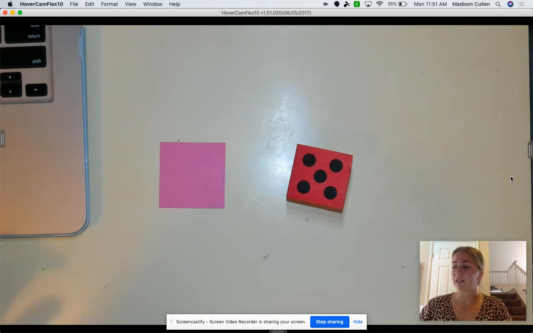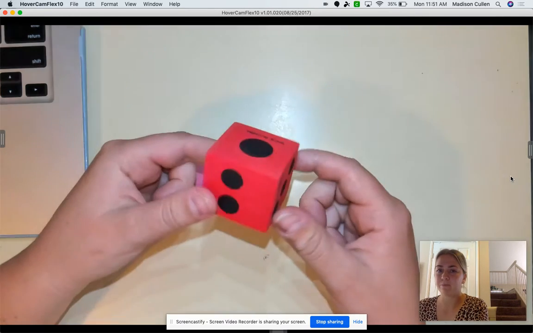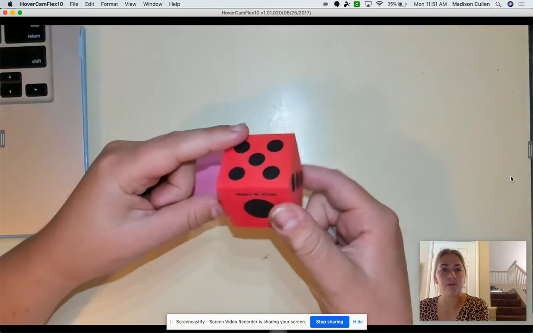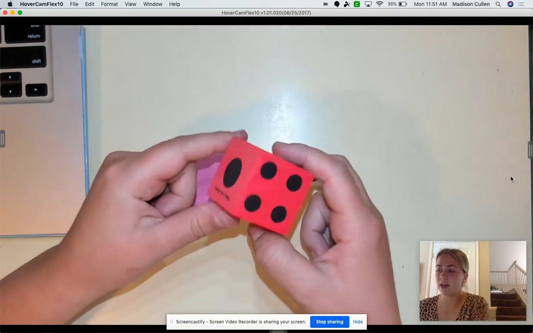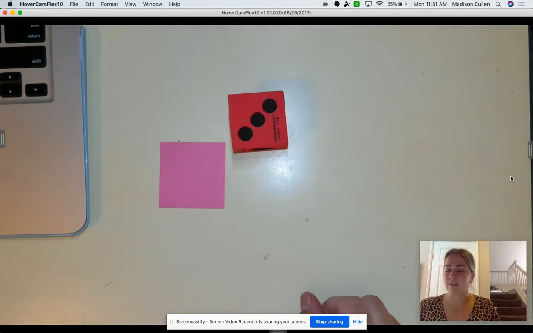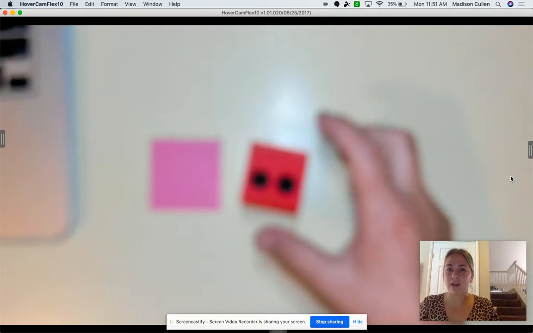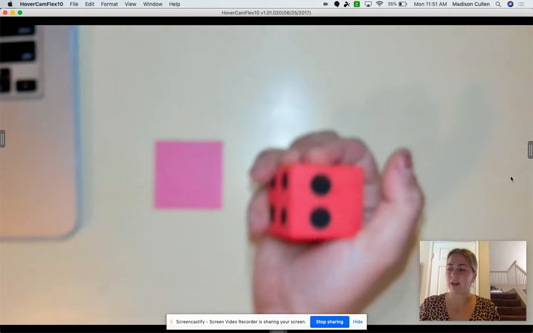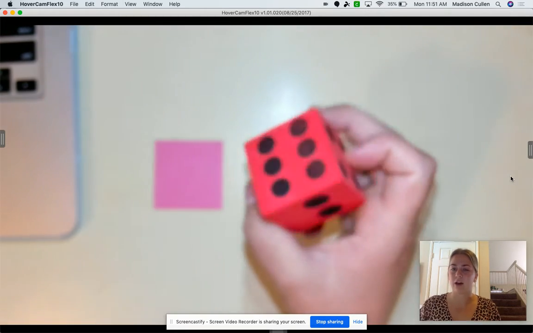3D shapes, as you can see, do not lay flat on a piece of paper. They can roll. This is an example. And you can hold them in your hand. They do not lay flat on a paper.